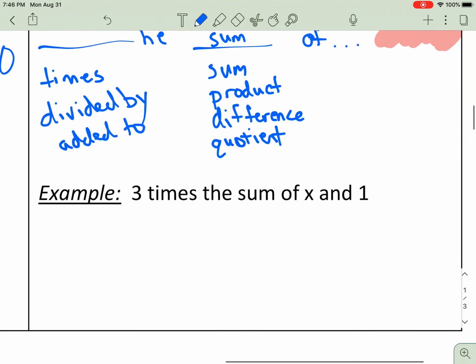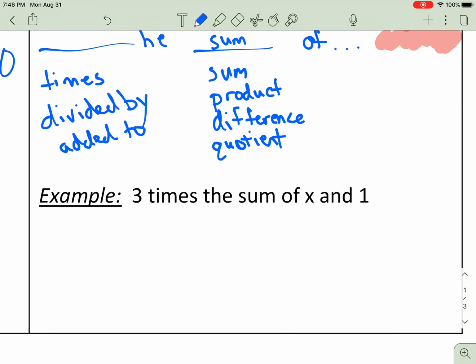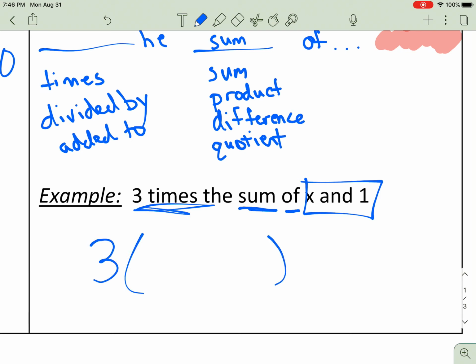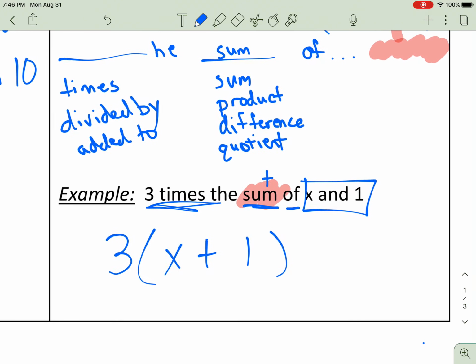Okay, so I'm going to erase this here. It's not very confusing. If we look at the example, it says 3 times the sum of, so this is the after part, so that's what goes in parentheses, and then 3 goes first. So 3 times the sum of x plus 1. And also recognize that it says the word sum. Sum is not multiplication, it is addition, right? So this is 3 times the sum of x and 1.